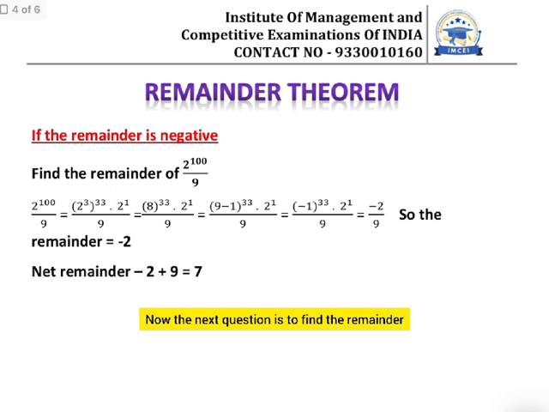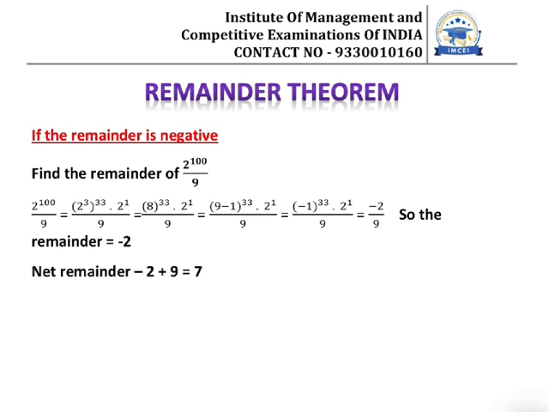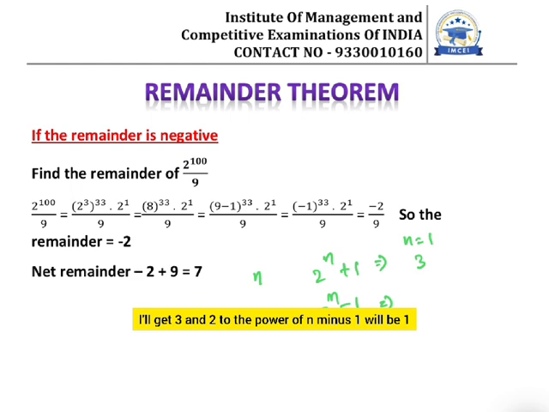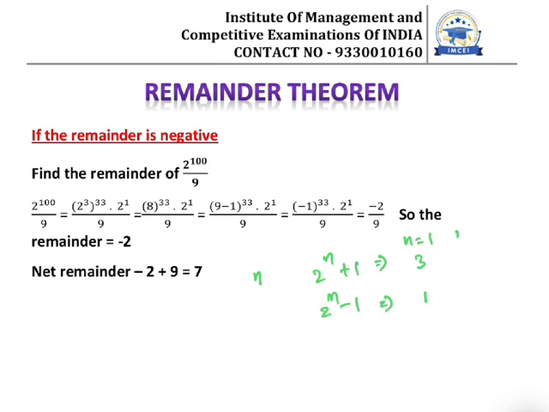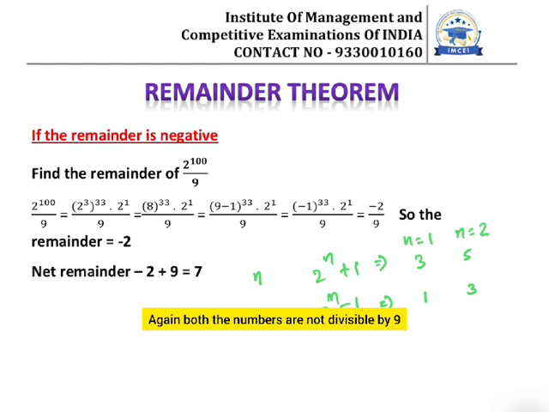Now the next question is to find the remainder of 2 to the power 100 by 9. Now here the numerator is already less than the denominator. So we need to find the value of n where 2 to the power n plus 1, 2 to the power n minus 1 is divisible by 9. If I put n equals 1, I'll get 3, and 2 to the power n minus 1 will be 1. Both of the numbers are not divisible by 9. Then n equals 2, 2 to the power n plus 1 will be 5 and 2 to the power n minus 1 will be 3. Again both the numbers are not divisible by 9.